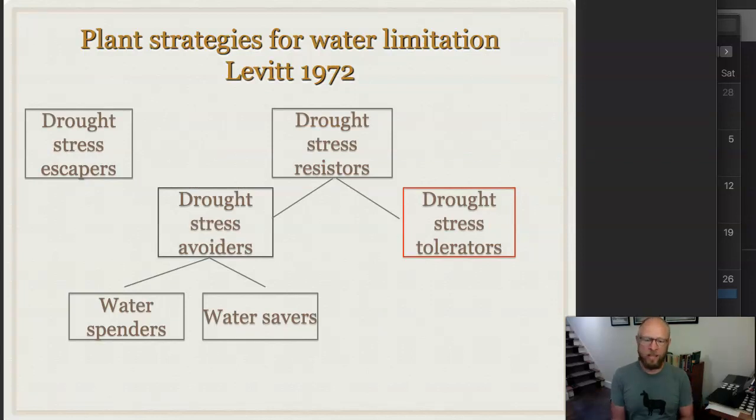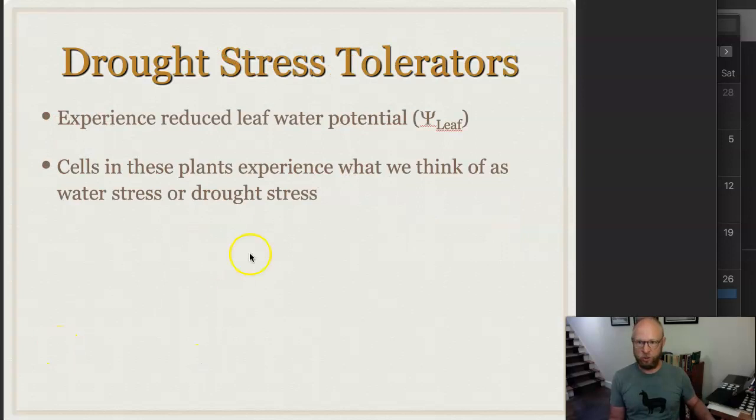Okay, the last category here is our drought stress tolerators. These are plants that can tolerate and handle drought conditions. What that means is these plants can continue to grow and survive even though water potential gets really low in their tissues. They experience reduced leaf water potential, and the cells in these plants experience what we would think of as drought stress. These are the plants that can actually operate with less water than the other plants.